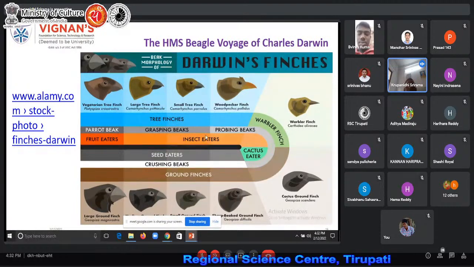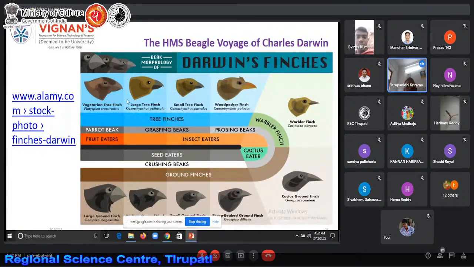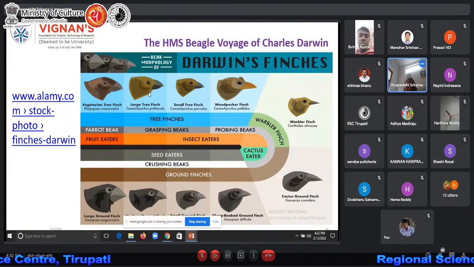So this is the Beagle. This is what I was telling you. In the next slide, I will show you the Beagle, and I will show you these Darwin finches. Finches are very interesting with regard to their beaks. A few of the finches are tree finches. Among the tree finches, a few have parrot beaks. This is the parrot beak. This is a grasping beak, this is a probing beak, and this is a warbler beak, where it sings like our parrot.